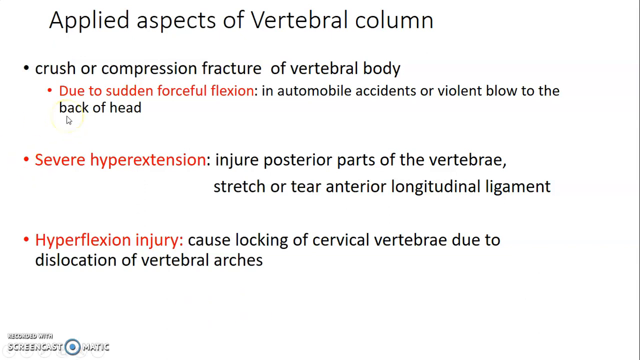So in cases of a crash, a compression fracture of the vertebral body can occur if you have forceful flexion. Severe hyperextension can also injure the posterior part of the vertebra. Hyperextension injures the posterior part of the vertebra and tears the anterior longitudinal ligament. And hyperflexion injuries cause locking of the cervical vertebrae.